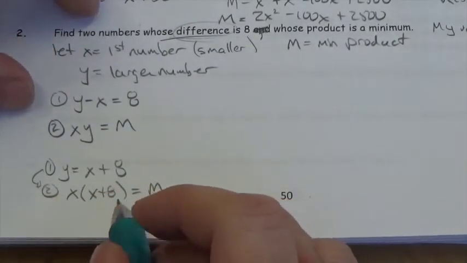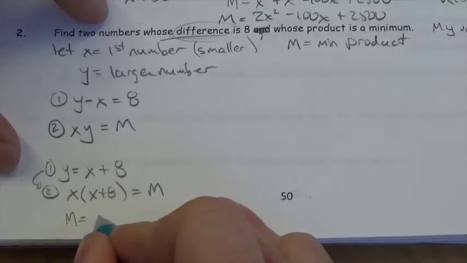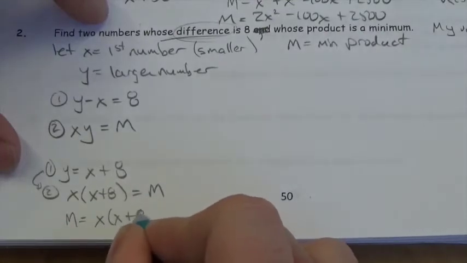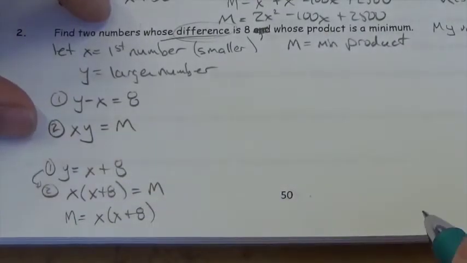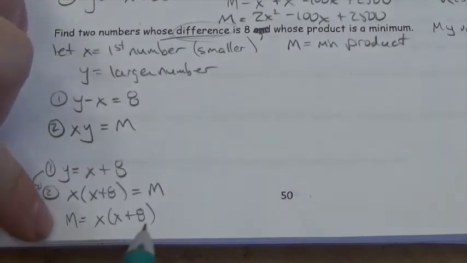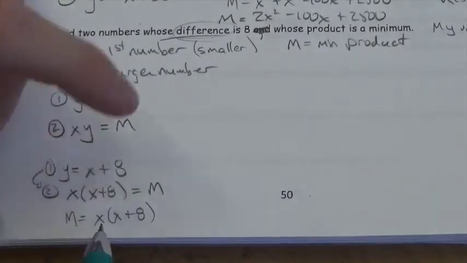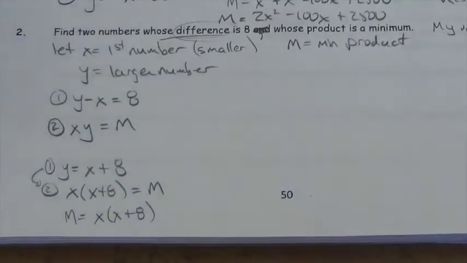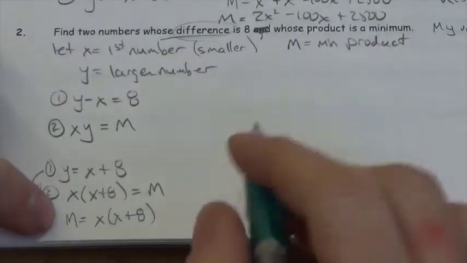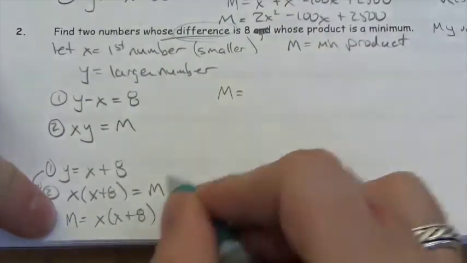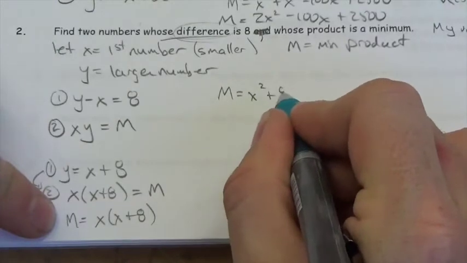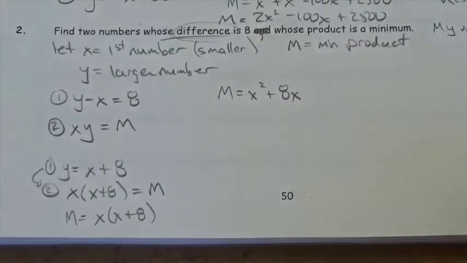And again, because I know there's going to be people who don't like the way I wrote that, I will change the order. I watched one student once, she got really angry at me when I wrote it the other way. Whatever. So now up here, I know that my m here is going to be x squared plus 8x. Okay, good.